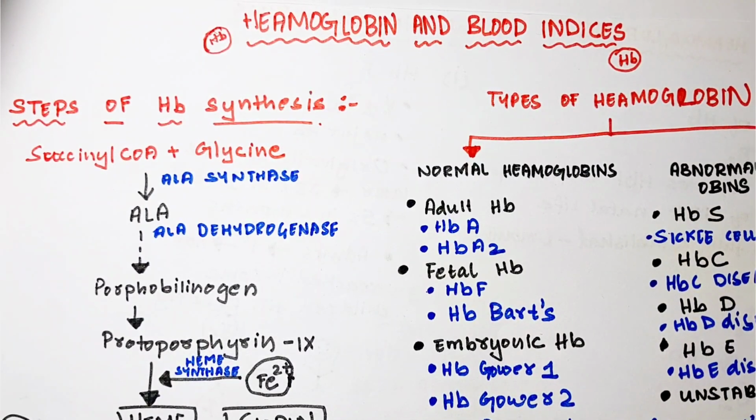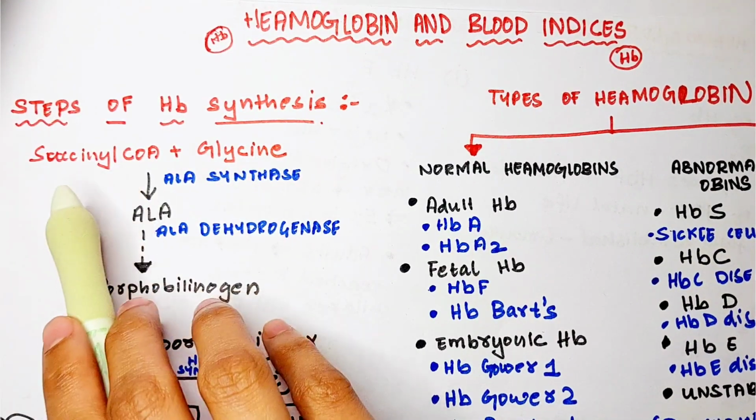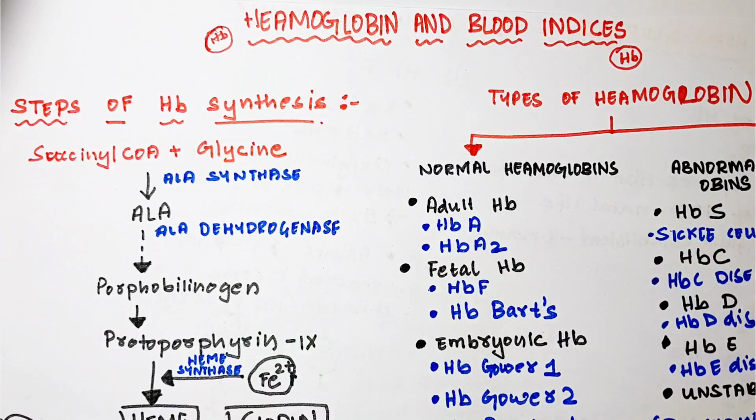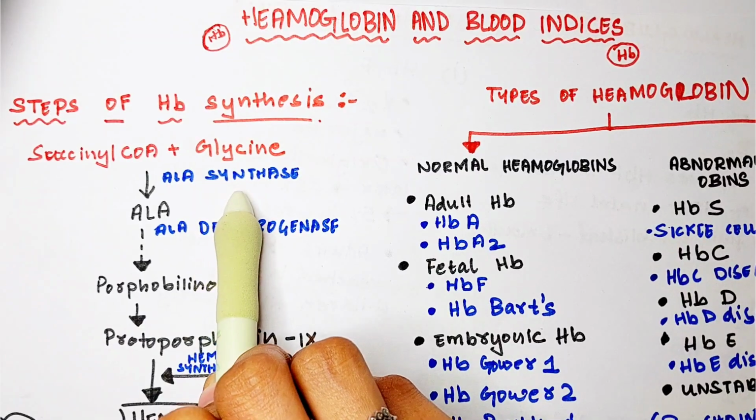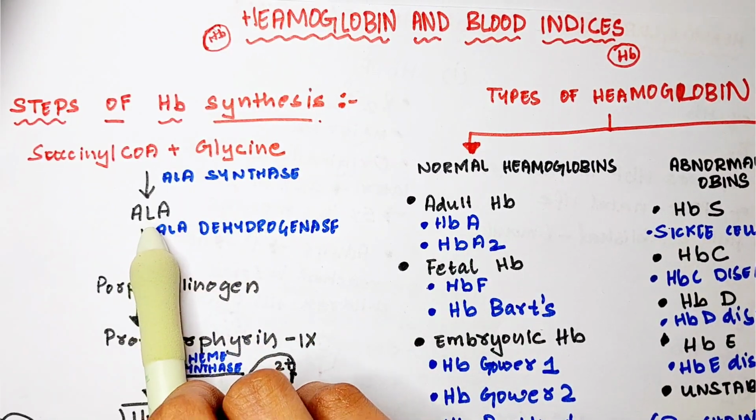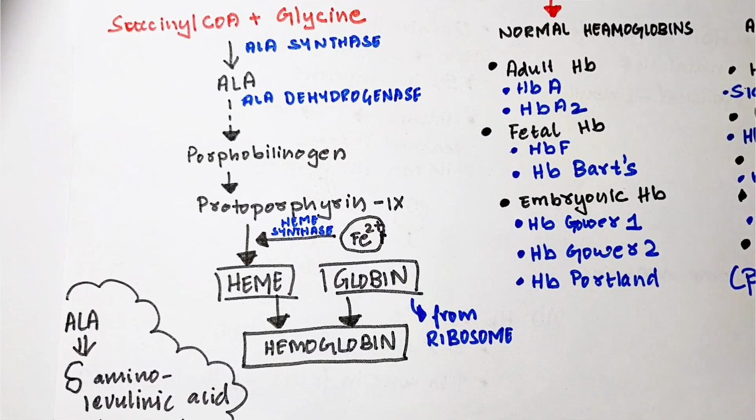Today, our topic is hemoglobin and blood indices. We need to know how hemoglobin is even synthesized in the first place. Now, you see succinyl coenzyme A. This is one of the substrates present in the TCA cycle. This tends to combine with glycine in the presence of ALA synthase, forming ALA. Now, what is ALA? ALA is delta aminolevulinic acid.